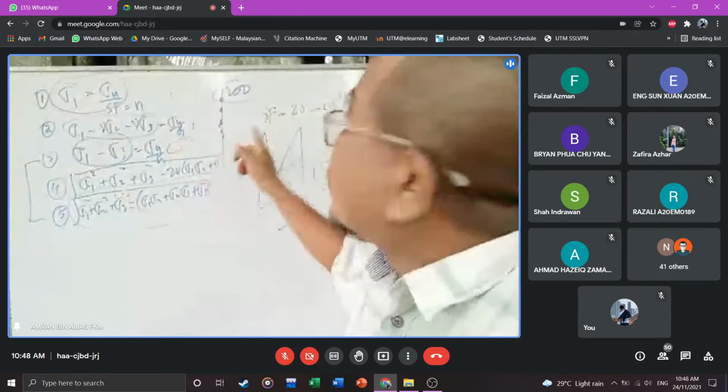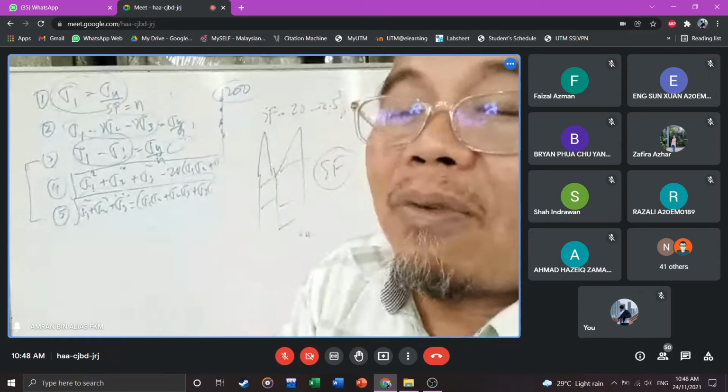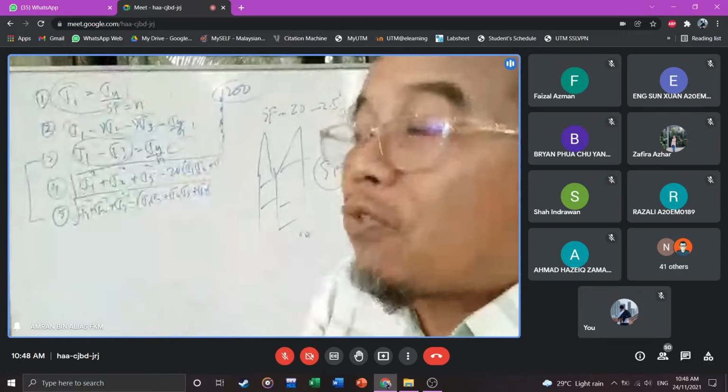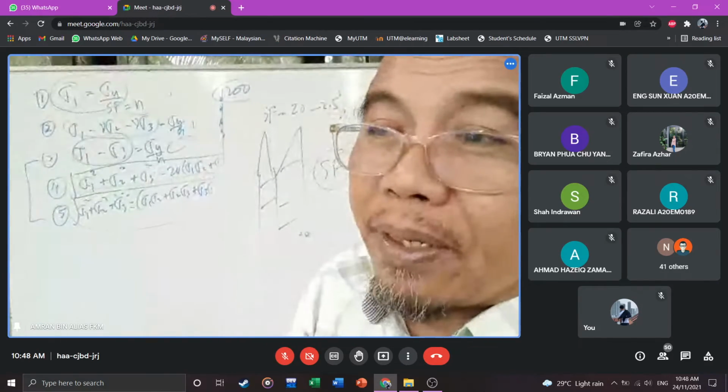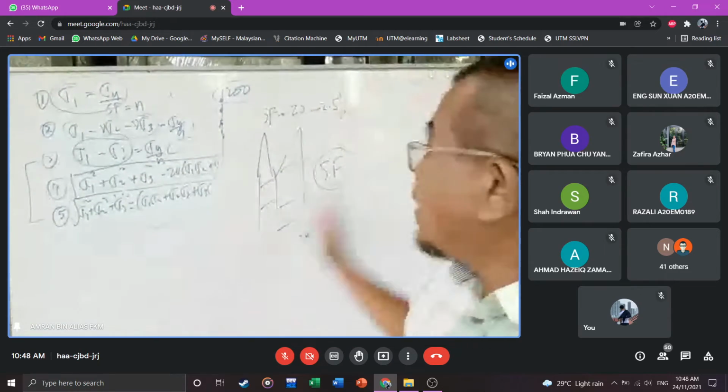Even the material also. And the other factor, what is the other factor? Earthquake factor. So you have to make it stronger. Safety factor there. That's why.